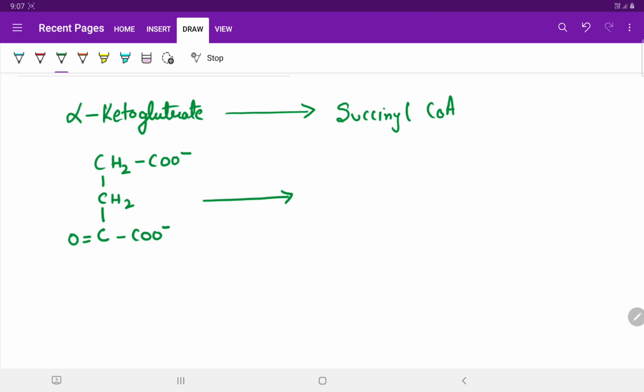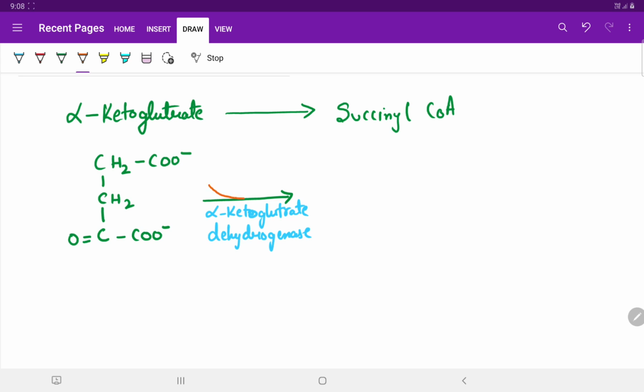Now in presence of enzyme alpha ketoglutarate dehydrogenase, a succinyl coenzyme A molecule is formed, and during this reaction a production of one NADH is also there plus liberation of one carbon dioxide molecule.